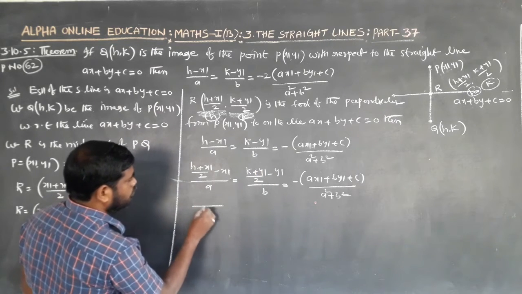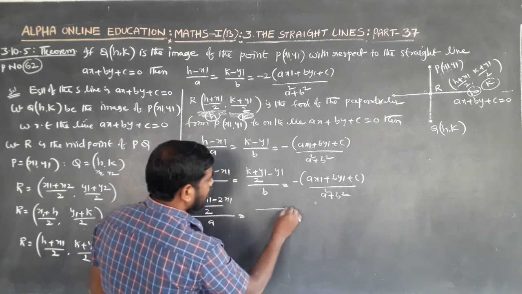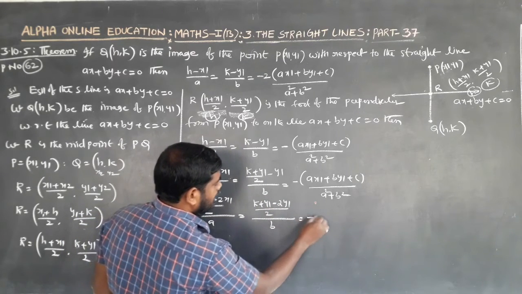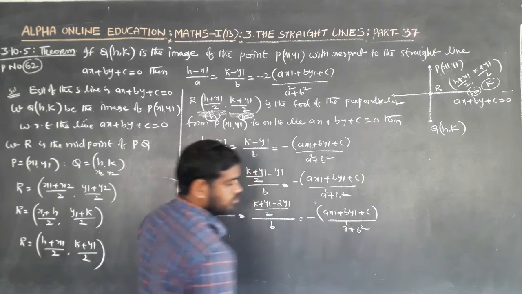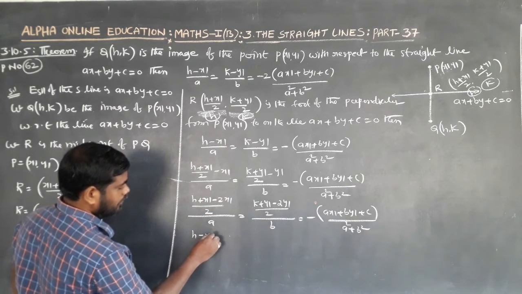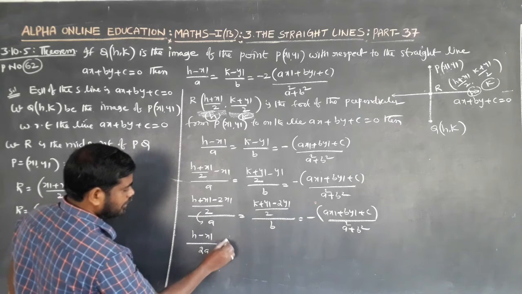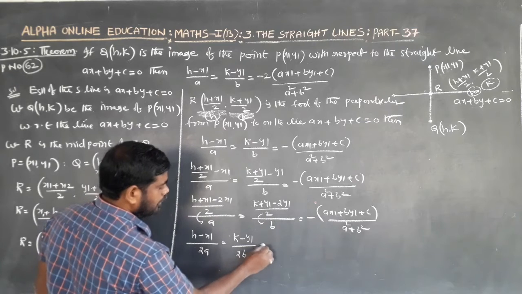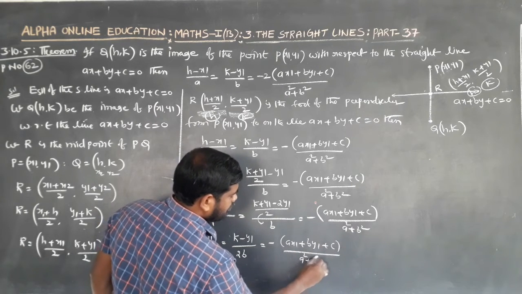Here taking LCM, (2h + x1 - 2x1)/a, and also taking LCM, (2k + y1 - 2y1)/b, equals -(ax1 + by1 + c)/(a² + b²). So (h + x1 - 2x1)/(2a) = (k + y1 - 2y1)/(2b) = -(ax1 + by1 + c)/(a² + b²).